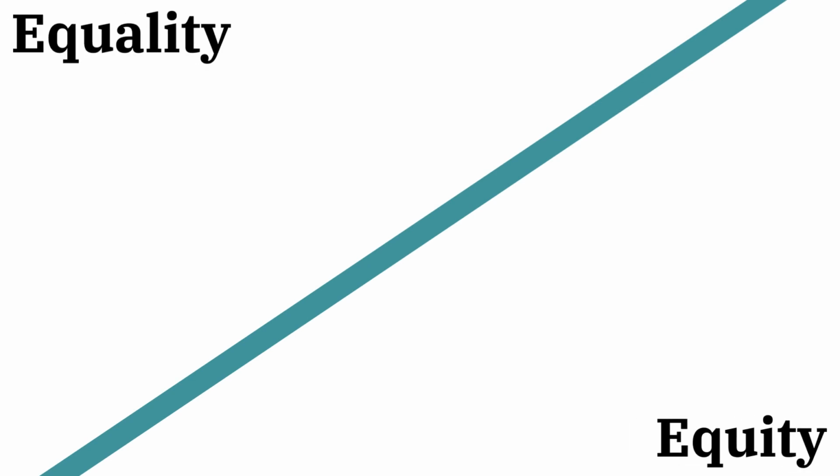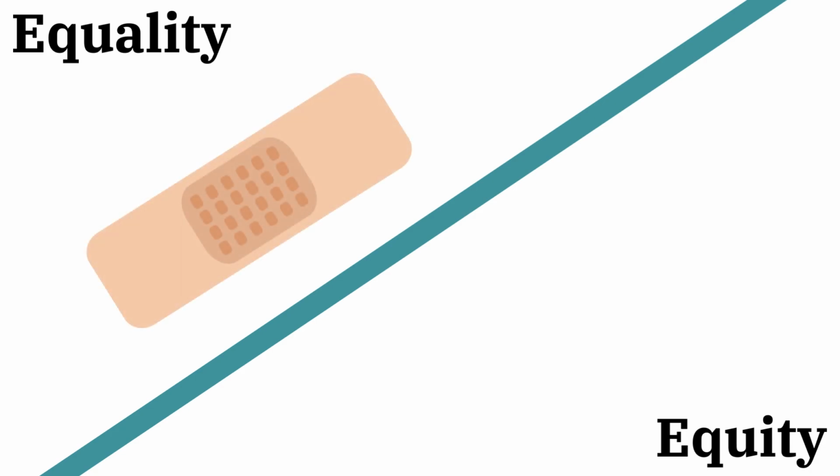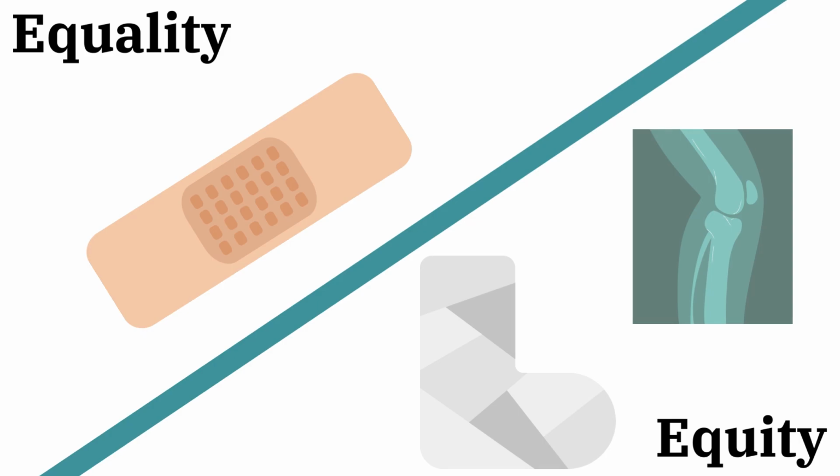As a former teacher, I always think about the terms equality versus equity. Equality is like giving everyone a Band-Aid. This would be sufficient for someone with a paper cut, but someone with a broken leg would have little use of a Band-Aid. Equity is making sure that everyone is being given the proper tools to be successful from where they are. Equity is giving that person with a broken leg an X-ray, a cast, and some physical therapy.